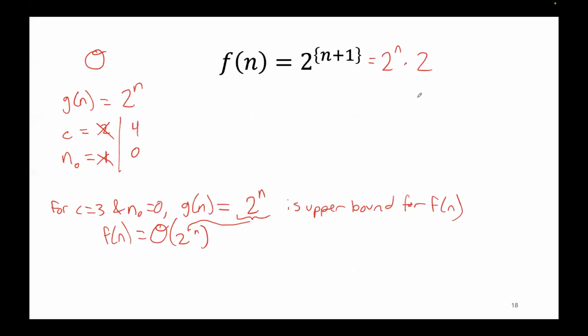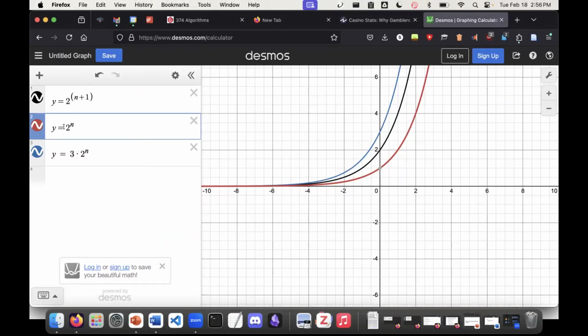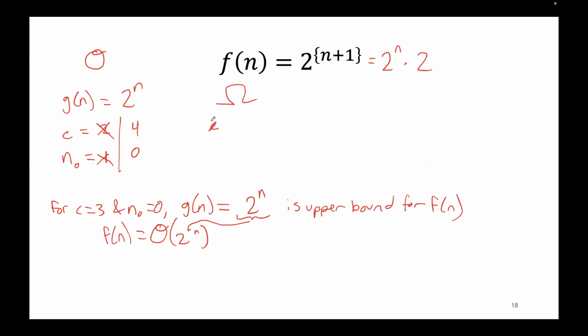Okay, so then for omega, in Desmos, we see that the constant here would be 1, right? So for omega, our candidate g of n is, again, 2 to the n, and so then for C equals 1 and n naught equals 0, we can say this whole thing again, where instead of C equals 3, C is 1.